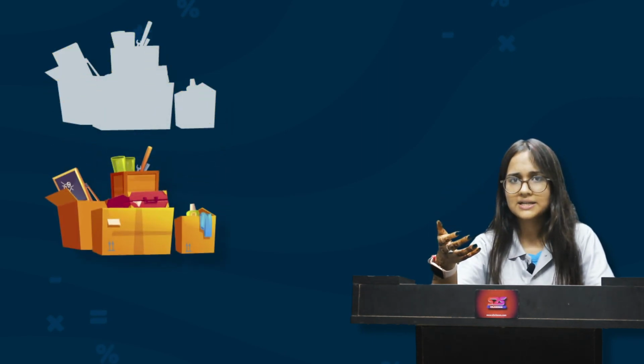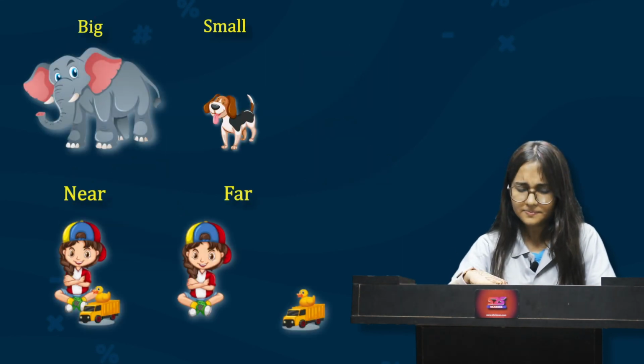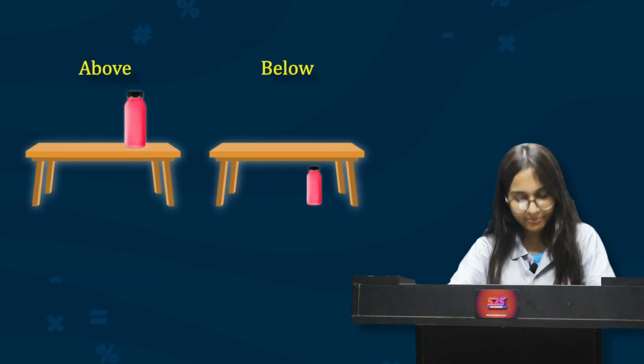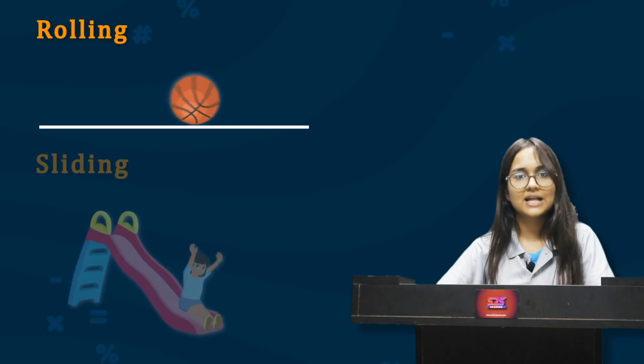So with the end of the chapter, we are now clear that there are different things in the world which occupy different spaces. Like bigger things occupy more space while smaller things occupy less space. So we know the difference between big and small, near and far, top and bottom, on and under, above and below. Apart from this, we have looked at different shapes and we have learned about them, and we have also learned about the words rolling as well as sliding. So with this we have come to the end of the chapter.